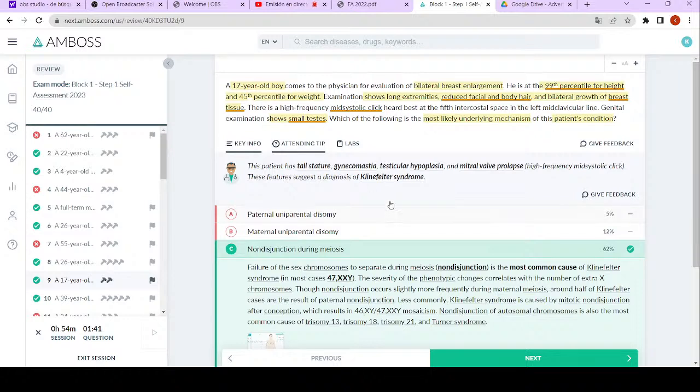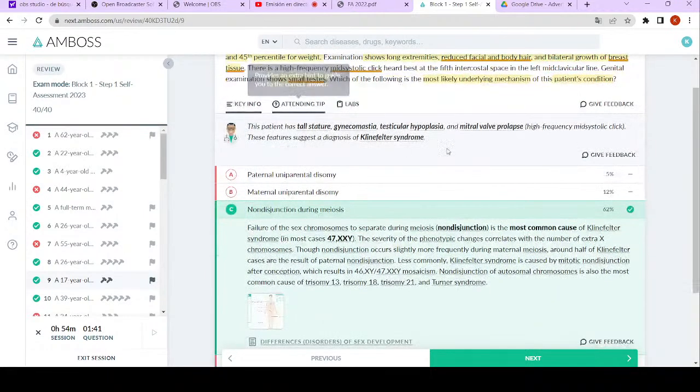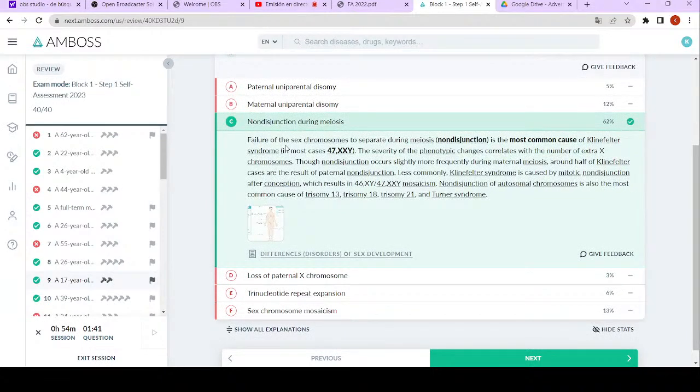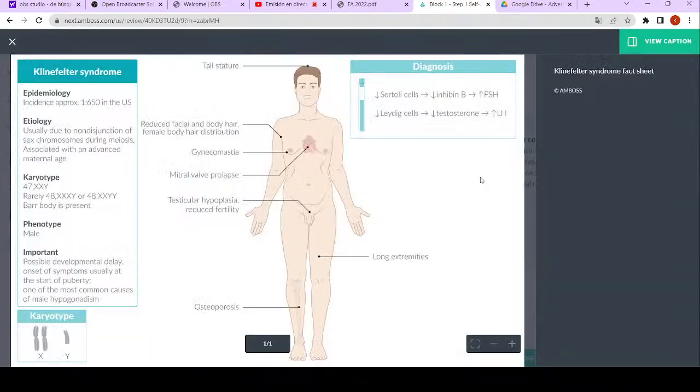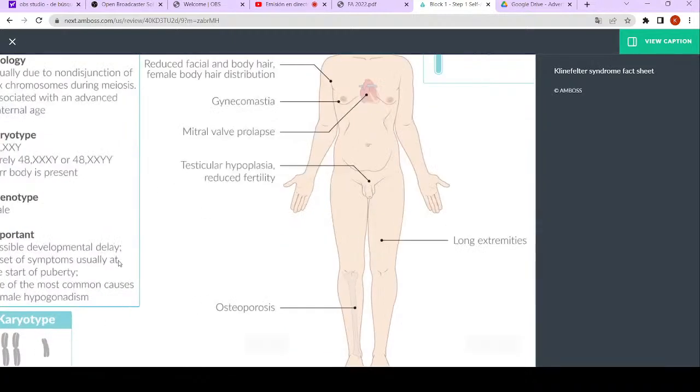So all this stuff, it's Klinefelter syndrome: tall stature, gynecomastia, testicular atrophy, mitral valve prolapse, all the eunuchoid habitus. And it's because of failure of the sex chromosomes to separate during meiosis, nondisjunction. So here it is, like all the features you need to remember. Mitral valve prolapse is something that they ask a lot. So you have the mid-systolic click. That's it.